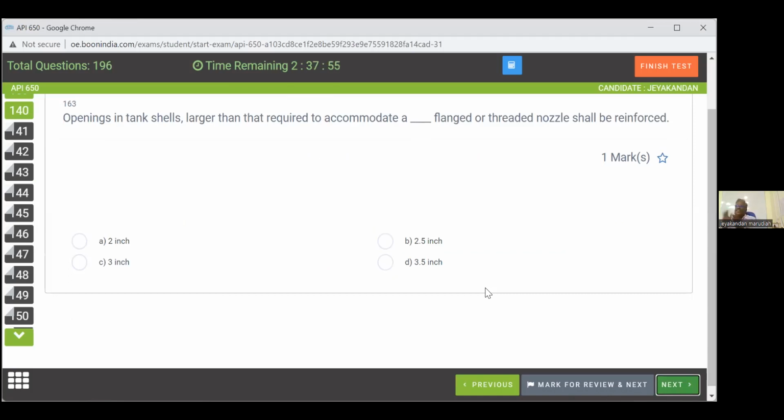From here, only the actual head deck starts. Okay, so what is the answer? 2 inch. From a 2 inch flange we need a reinforcement. Where is it given, the 2 inch reinforcement?